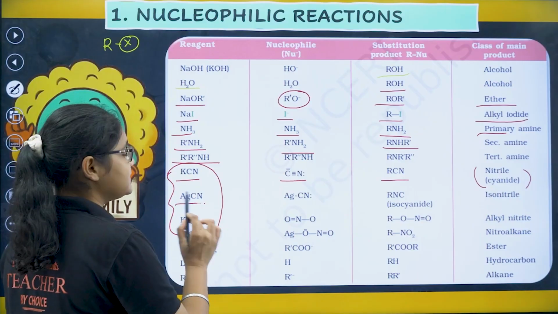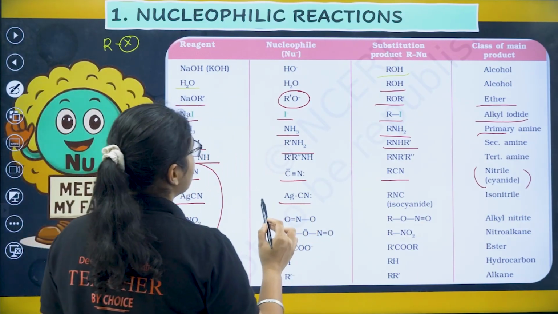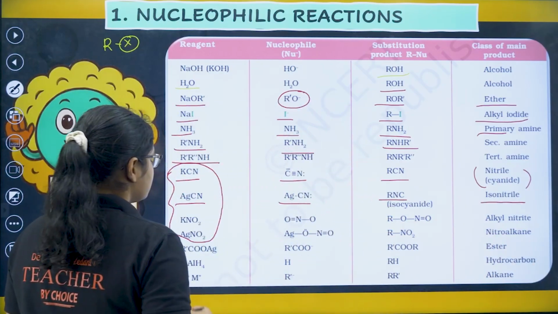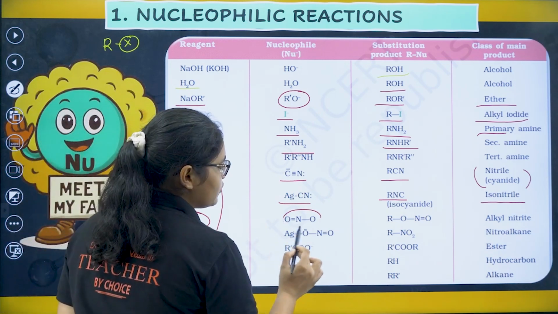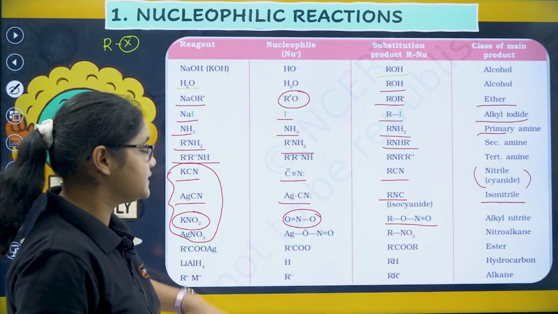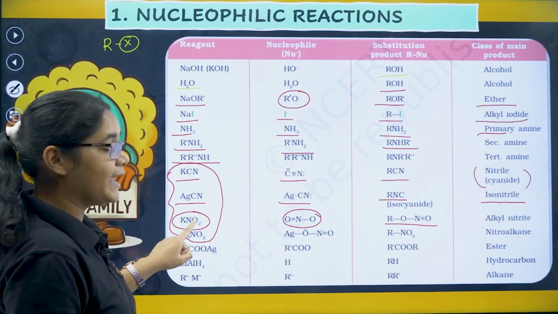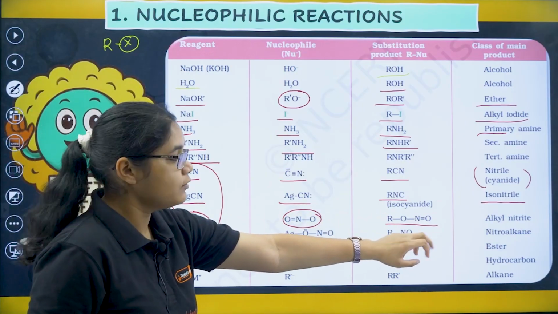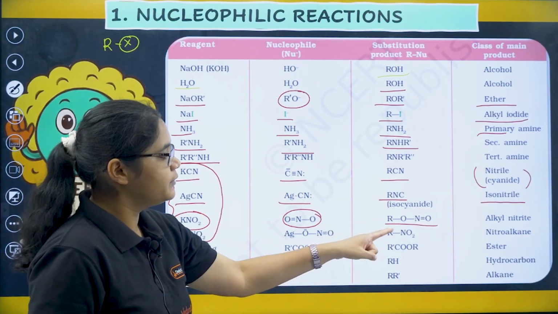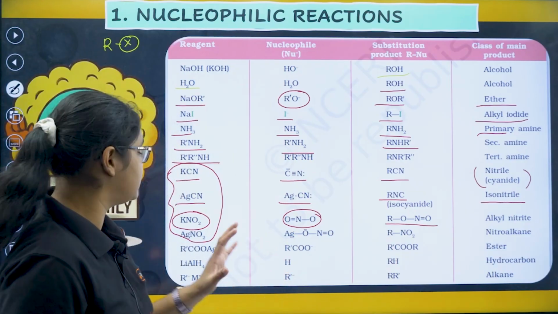But if you use AgCN, this is the nucleophile, and you will get RNC, and it is isonitrile. So if I have KNO2, you will get NO2 as the nucleophile here, and you will get RONO. See, very important, if you use KCN, you will get RCN, but if you use KNO2, you will get RONO, which is called alkyl nitrite. But if you use AgNO2, you will get RNO2, which is called your nitroalkane. Difference is clear.